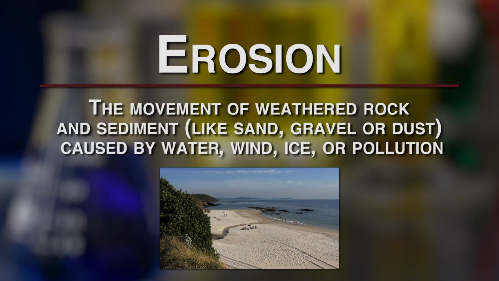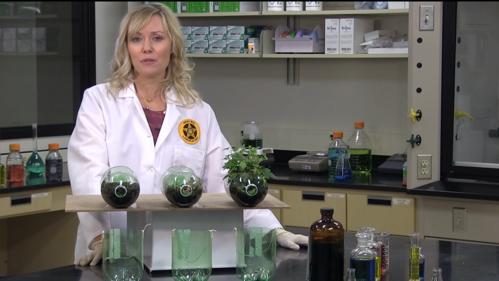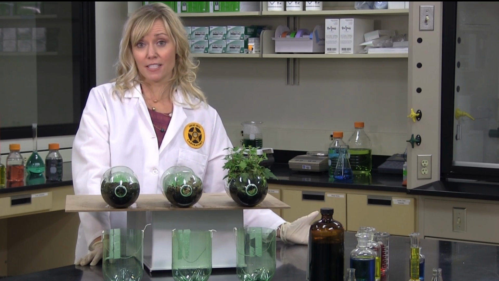Hi, it's Amy again. Since Bob was found in a sinkhole, let's talk about how sinkholes form. We're going to start with the concept of erosion. Erosion is the movement of weathered rock and sediment, like sand, gravel, or dust, caused by water, wind, ice, or pollution. Today we're doing an example of an erosion experiment.